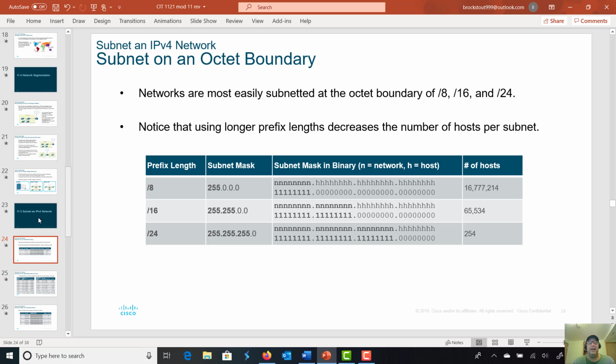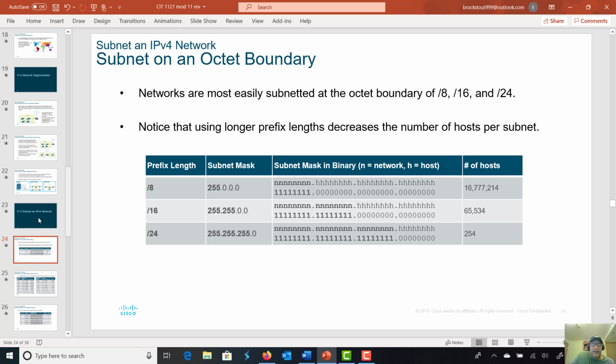In a /8, the very first number of the 4 is going to be to the left, and that's going to be network, and the next 3 are going to be for host. At a /16, the first 2 numbers in the address are going to be set for the network, and the last 2 numbers are going to be set for host. And in a /24, the first 3 numbers are going to be set for network, and then the last number is going to be set for host.